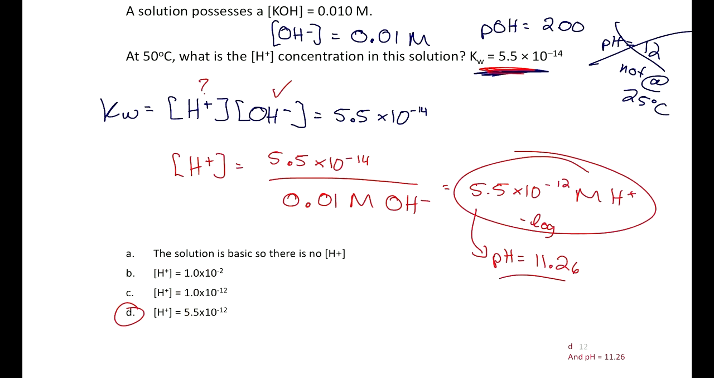All right, so A, this solution is basic, so there's no H+. That's never true. Okay, water always self-ionizes with itself. Yes, I know that this is a basic solution, but there's always a tiny, tiny bit of H plus present, and you see that given the Kw, the self-ionization constant. And you do see here that the H plus concentration is much, much less than the hydroxide concentration, which is consistent with a basic solution, right? Okay, so there we go.